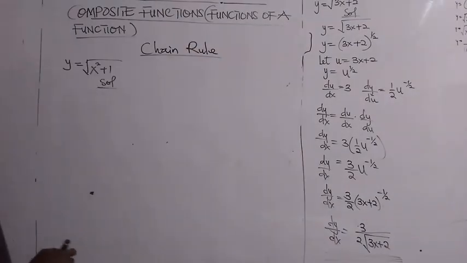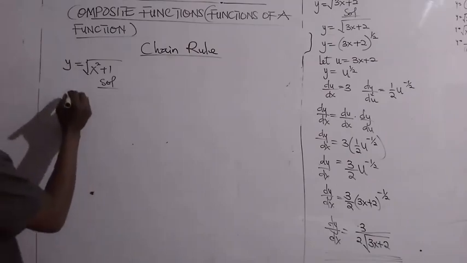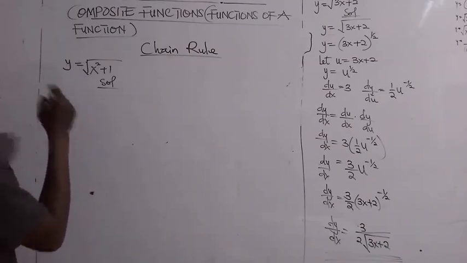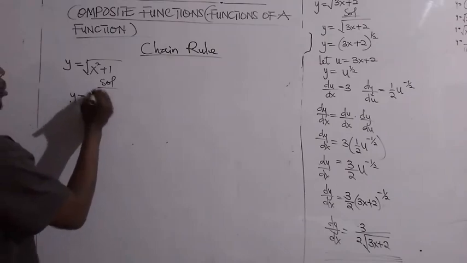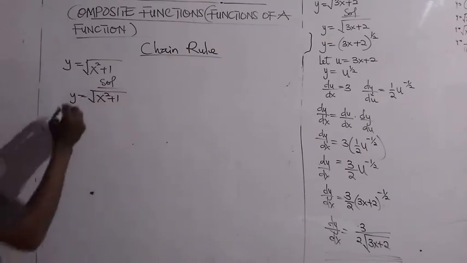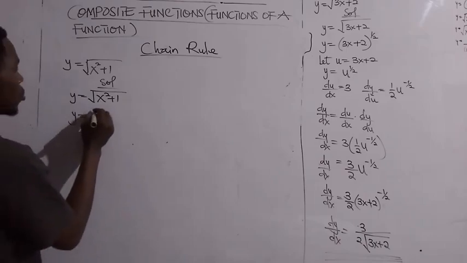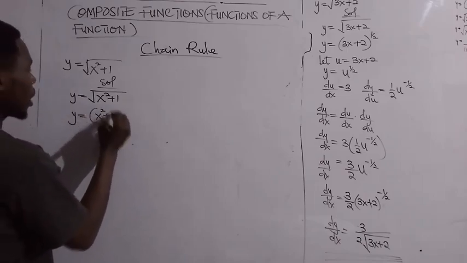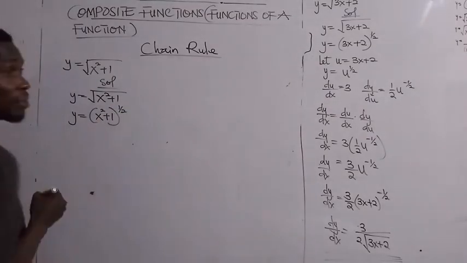Okay, so let's take this question, which is what? y is equal to square root of what? x squared plus 1. We write it so that it will fit in. So our y is equal to x squared plus 1 all over half.